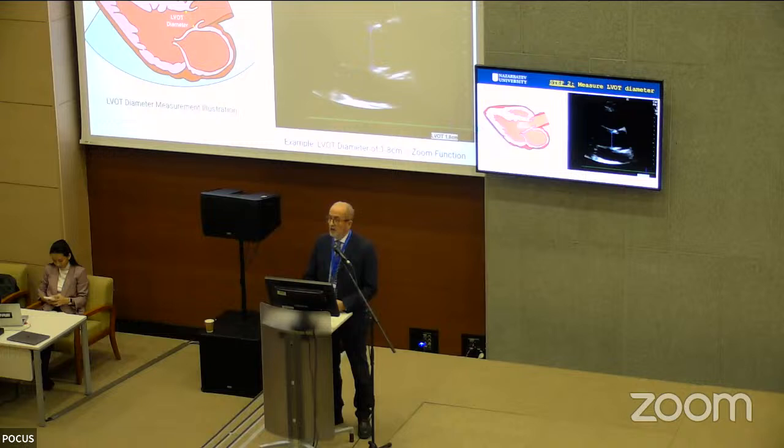In general, the LVOT diameter is about 2 centimeters. Of course, it depends on the body surface area. In this case, it is 1.8. So if you measure something like 3 centimeters, something is wrong. If it is 1 centimeter, something should be wrong.